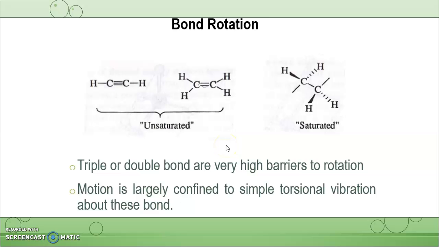Triple or double bonds are very high barriers to rotation. Motion is largely confined to simple torsional vibration about this bond. So conformation only involves a single bond. This double bond and also a triple bond are rigid. Adjacent atoms are immobile, which is static.